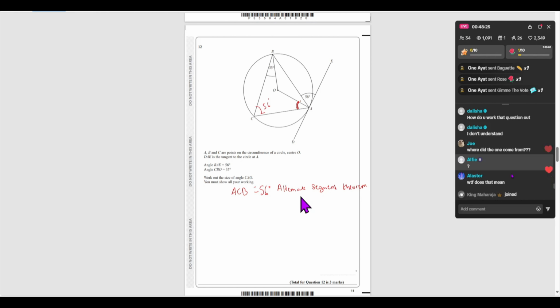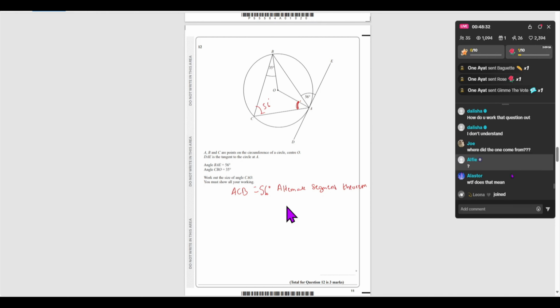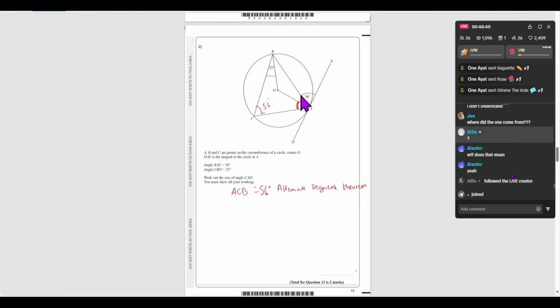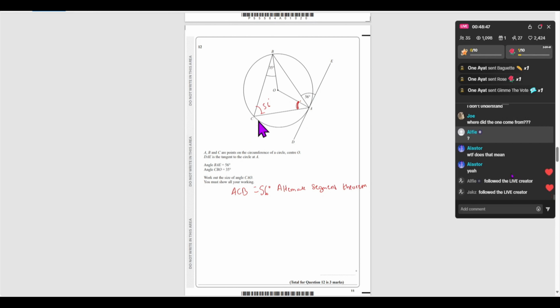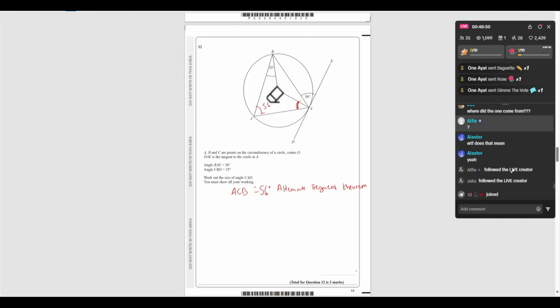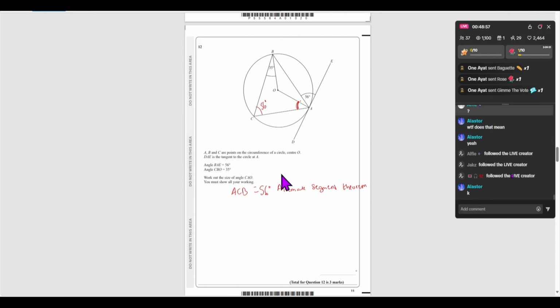So what does the alternate segment theorem mean? It's a type of theorem you need to know for your exams. Basically these two angles are alternate to each other, so they will be equal to each other. Don't worry about what it means, but I was going through this in my live yesterday, by the way. It is just a theorem you need to remember.